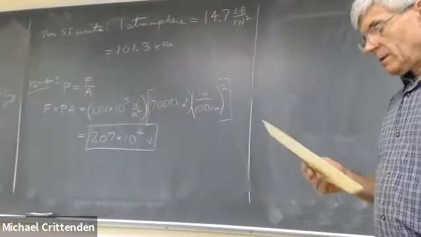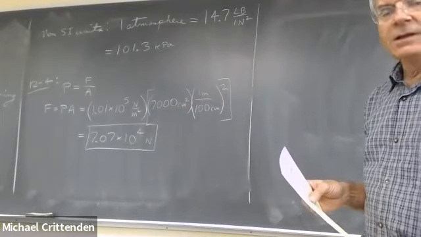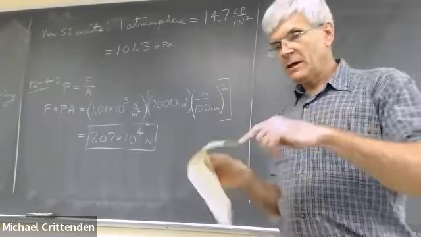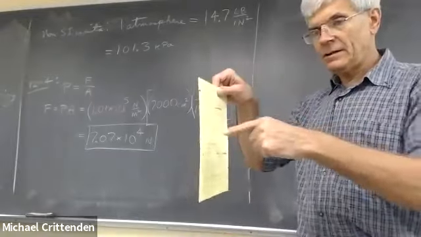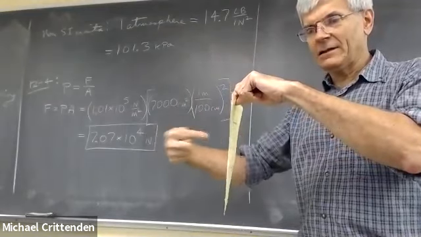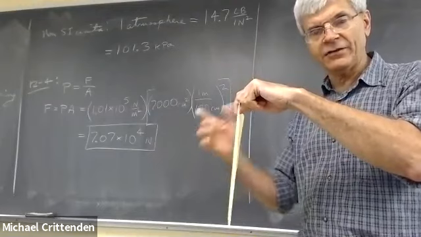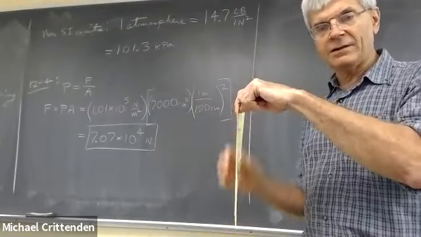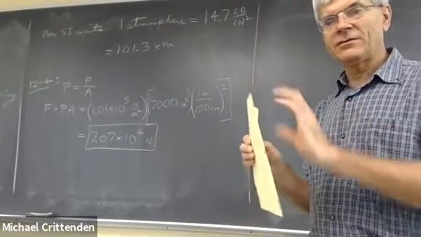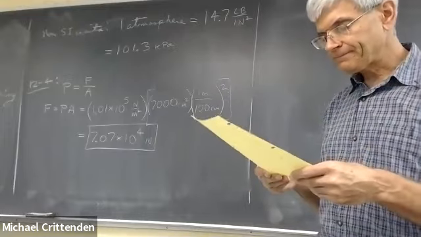The reason it doesn't blow the window out of its frame is because, yeah, you've got 8 tons pushing on one side of the glass, but you've got exactly the same 8 tons pushing back on the other side of the glass, and it exactly balances out as long as you've got an even amount of pressure on both sides.